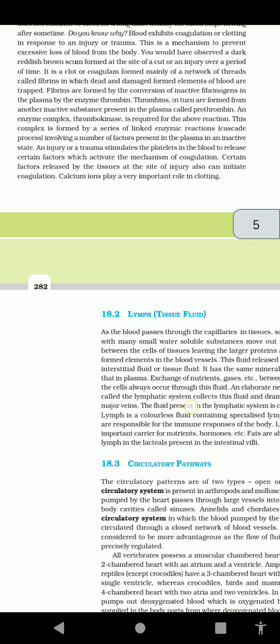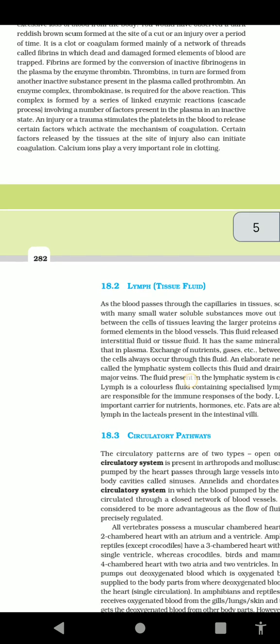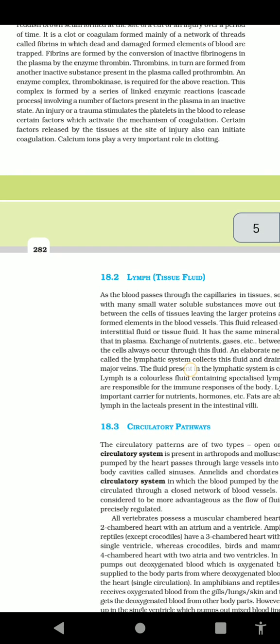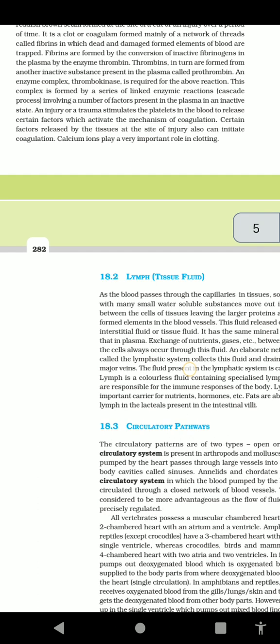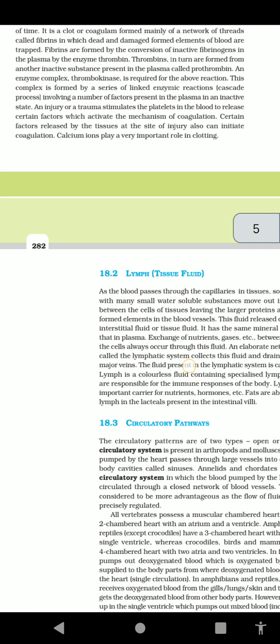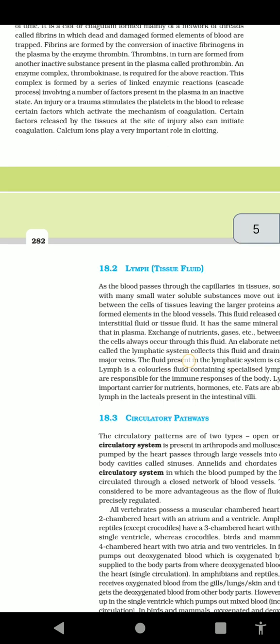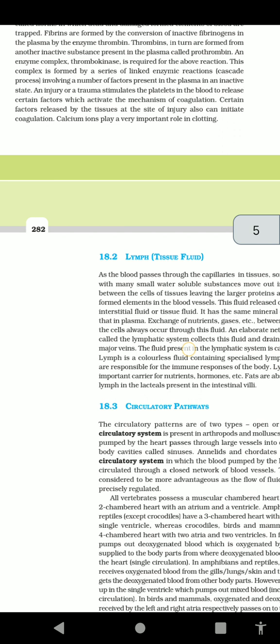This clot is formed by a network of fibrins. Fibrins are formed by the conversion of inactive fibrinogens in the plasma by the enzyme thrombin. Thrombin is in turn formed from another inactive substance present in the plasma called prothrombin. An enzyme complex, thrombokinase, is required for the above reaction. This complex is formed by a series of linked enzymatic reactions, a cascade process, involving a number of factors present in the plasma in the inactive state.